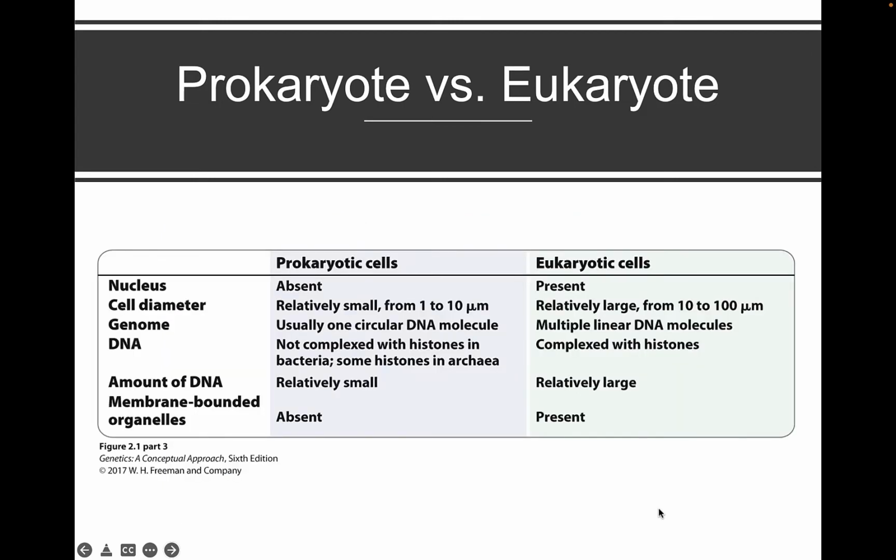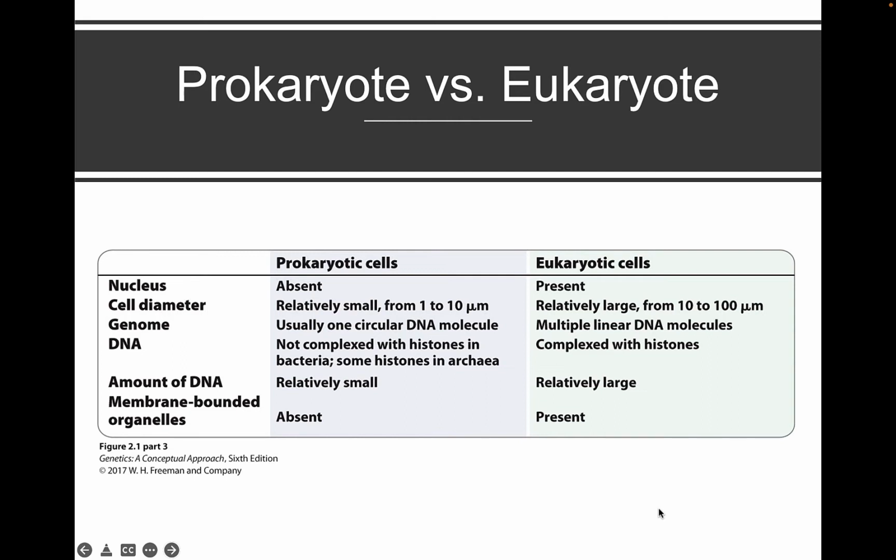Now, a couple of things to also keep in mind outside of the difference between the nucleus. The size of the cell of a eukaryotic cell is significantly different. A prokaryotic cell is relatively small in comparison to a eukaryotic cell, okay? Another difference is the genome, which is the genetic information. In a prokaryotic cell, you typically have one circular DNA molecule that accounts for the cell's entirety, whereas a eukaryotic cell is going to have multiple linear DNA molecules.